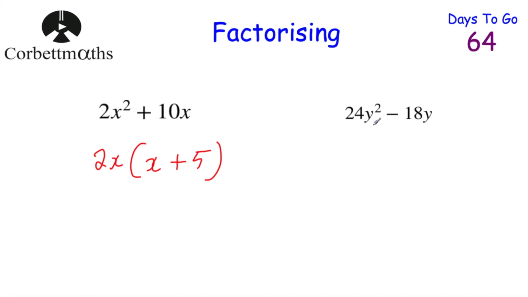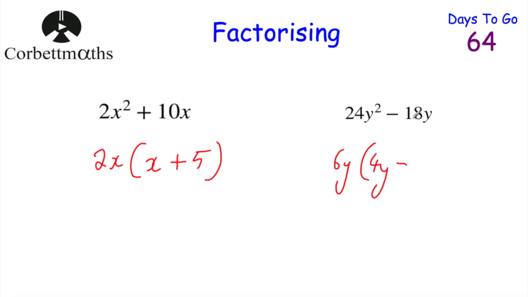So we had 24y squared subtract 18y. So we can take a y out, and actually let's have a look at the numbers. We've got 24 and 18. They're both divisible by 6. So let's take 6y out, and then open brackets. 24y squared divided by 6y. Well, 24 divided by 6 is equal to 4, and y squared divided by y is y.